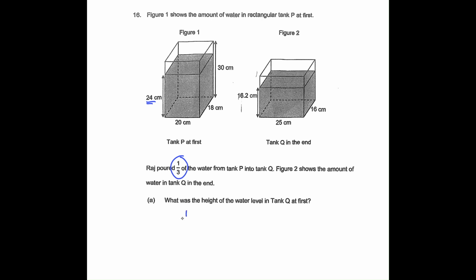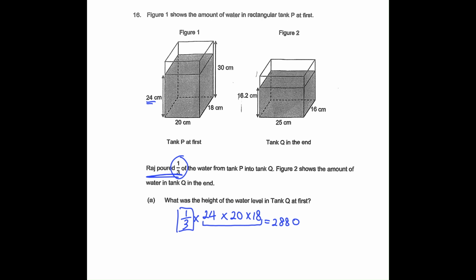So one shortcut we can do is to multiply height times length times breadth. Okay, so punch in your calculator: 24 times 20 times 18 divided by 3. Okay, so 2880. This is the amount of water that got poured from P to Q. If I just do this portion, that would be the amount of water in tank P. I took a fraction of 1/3, so 2880 would be the amount of water that got poured in from P to Q.